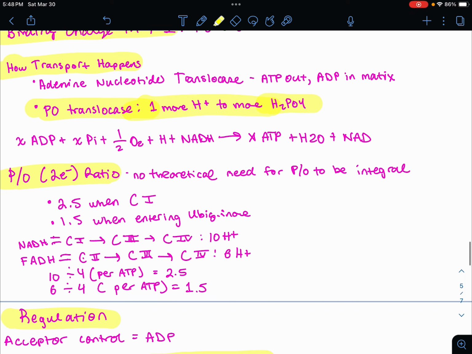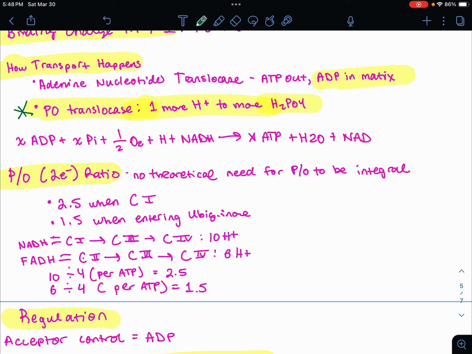Okay, how transport happens. So we still need to bring some things in. Adenine nucleotide translocase is an antiporter that will be moving ADP into the matrix while pushing ATP out. And then we also have phosphate translocase.